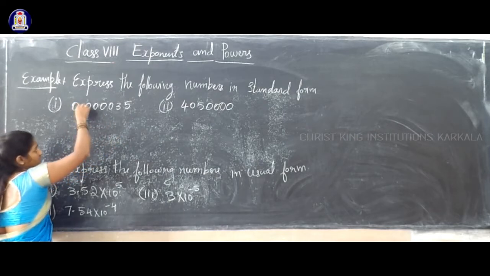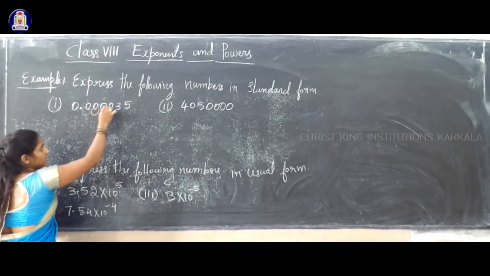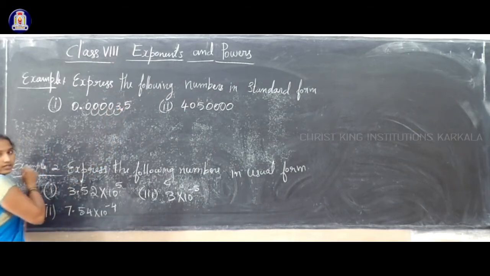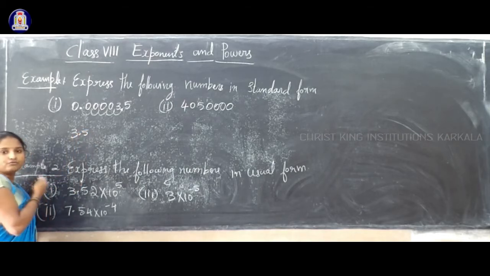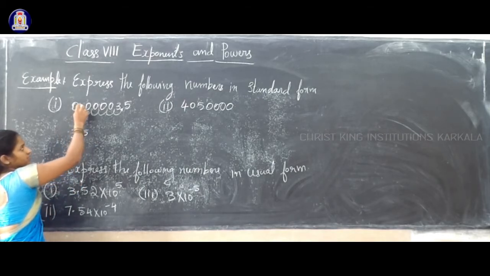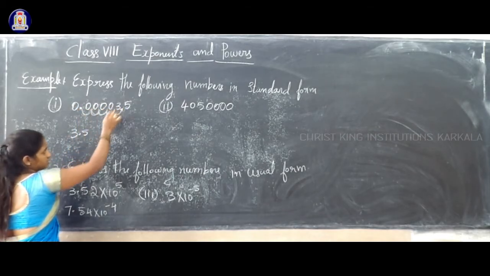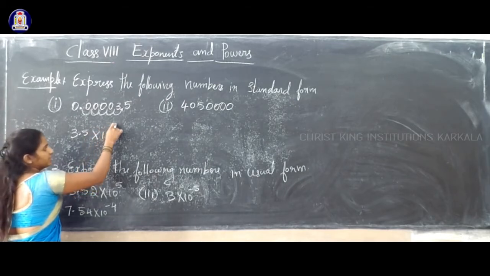Clear? So first step 1, 2, 3, 4, 5. Okay? 5 steps. Clear? So we can write this as 3.5. The decimal point is moving to the right hand side. Is it correct? 1, 2, 3, 4, 5 steps. So we can write 10 power minus 5.